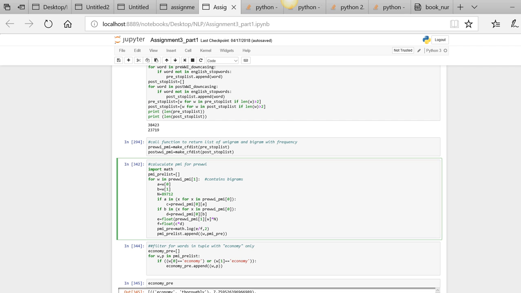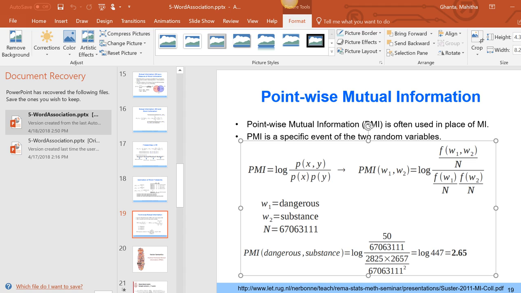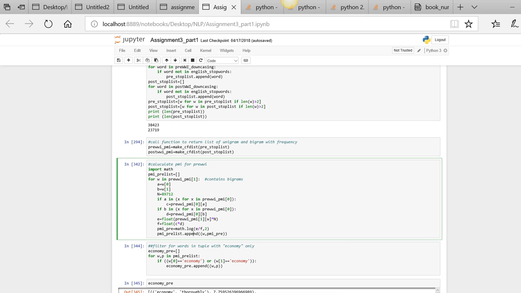This calculation is based on this. The frequency of the bigram was taken from the bigram, both word 1 and word 2, how many times they appeared, divided by N. So this N and this N would cancel. I used frequency of w1, w2 times N divided by frequency of word 1 and word 2. The frequencies of word 1 and word 2 are C and D. I multiplied C by D and stored it in F.